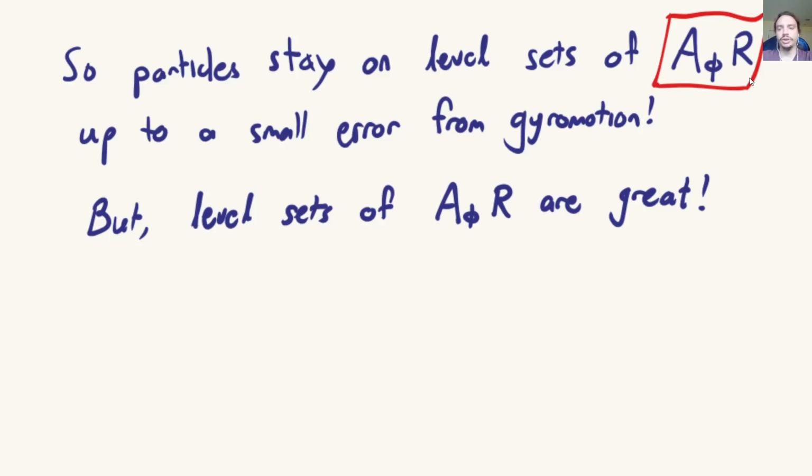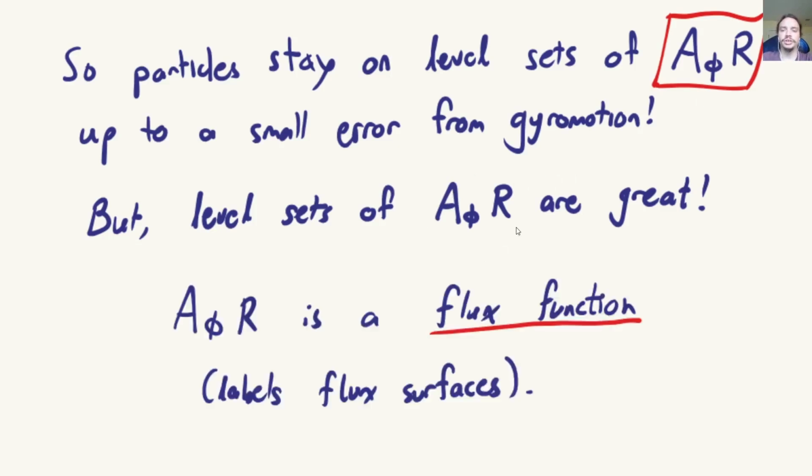And this is a really good thing, because it turns out that A phi r is a really nice function for its level surfaces. It's because A phi r is something called a flux function. A flux function is just like our psi from our Boozer coordinates. It's a function that labels the flux surfaces. What does this mean? It means that if A phi r is constant on a surface, that surface must be a flux surface. It must be a surface where the magnetic field lines lie.